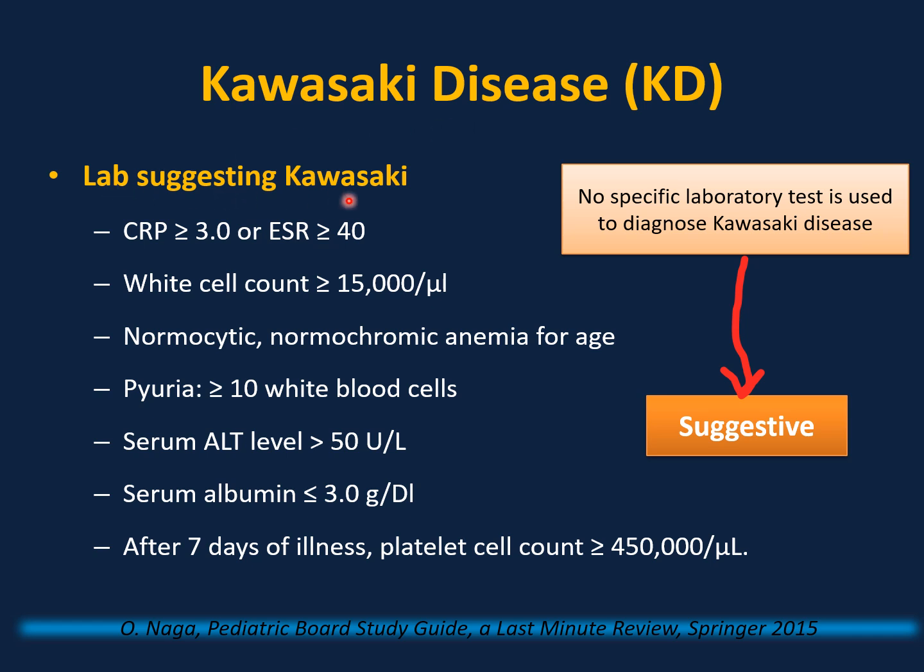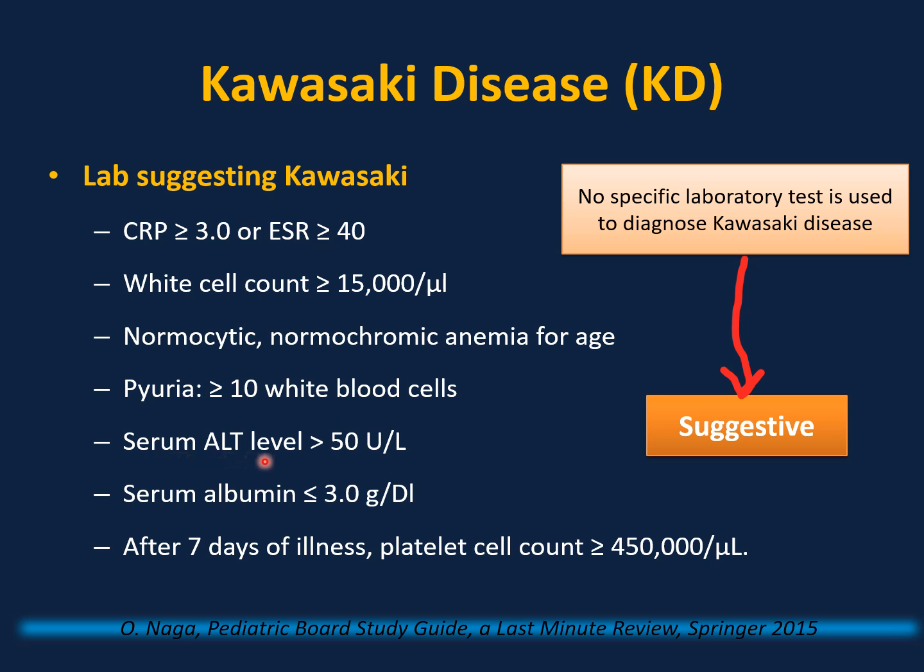Labs suggesting Kawasaki disease: CRP more than or equal to 3, ESR more than or equal to 40, white blood cell count or leukocytosis more than or equal to 15,000, normocytic normochromic anemia for age, sterile pyuria. This is best obtained by clean catch because it is a mucositis in the urethra. So if you do it by cath, you may miss the white blood cells in the urine. So if it's more than or equal to 10 white blood cells in the urine, it is suggestive.